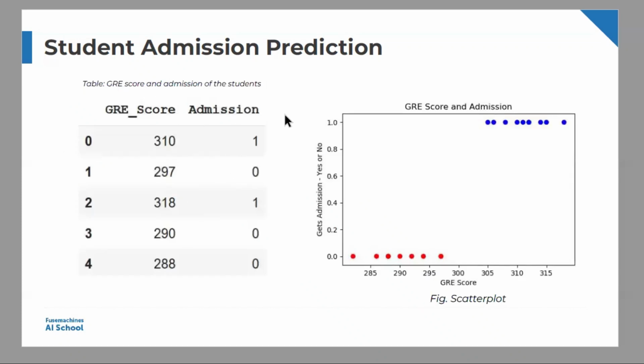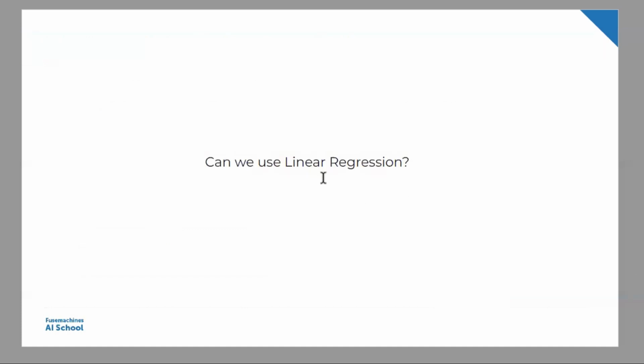Now, I have generated this synthetic data set. We have a few GRE scores, and based on that, there are certain labels of admissions. One represents that the student will get admission, and zero represents that the student does not get admission. As you can see, there are a certain number of GRE scores and corresponding labels, and I have simply generated a scatter plot out of these. The red points represent the students who do not get admission and the blue points represent those who get admission. Now, what if we try to solve this using linear regression?